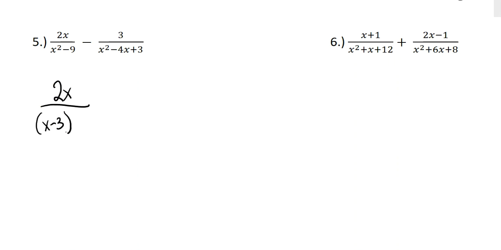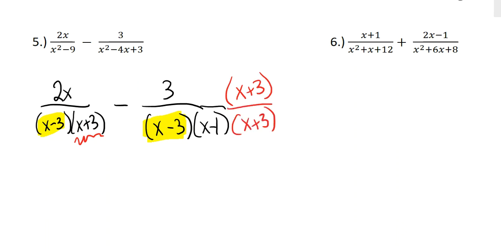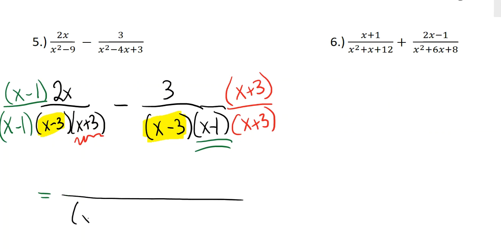So I'm going to get x minus 3, x plus 3, and then minus, and then that's going to cancel to x minus 3, x minus 1. And what you'll notice then, hopefully, is you see how the x minus 3 are in common right there. So I need to get this x plus 3 over to this side. And I want to get this x minus 1 over to the left side. So my denominator now is 3 binomials.